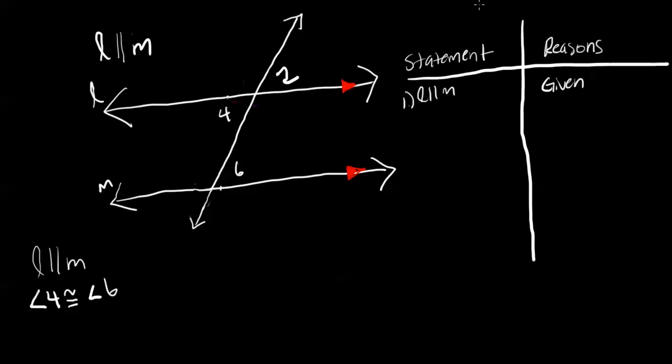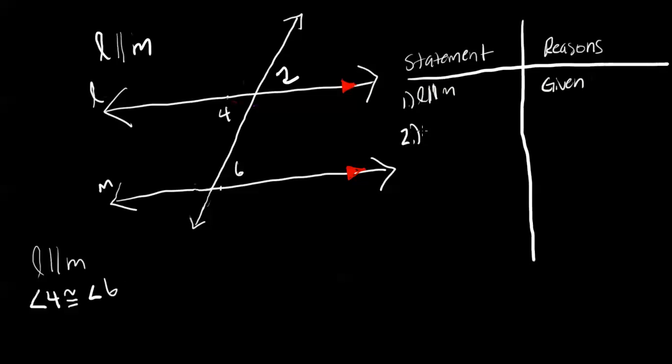Now we're going to look at another example. This is a proof of theorem 3.1, the alternate interior angles theorem. So we're going to have to write a proof. Here the given information is that line L and M are parallel, and we have to prove that angle 4 is congruent to angle 6. To start off, the first statement is line L is parallel to line M, and the reason is that it's given.